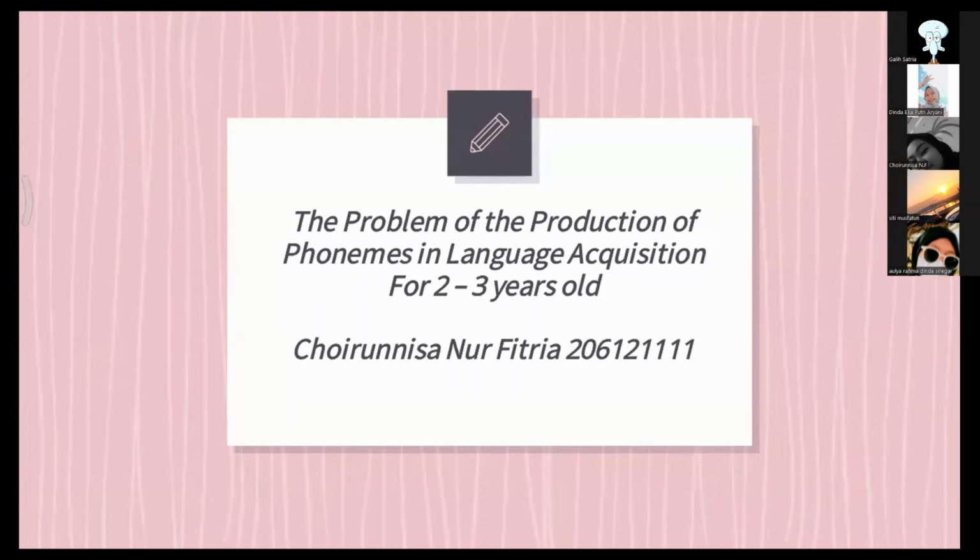Okay, I will continue the presentation. My name is Choirunnisa Nur Fitria. I'm going to present about the problem of the production of phonemes in language acquisition for children aged 2 until 3 years old.